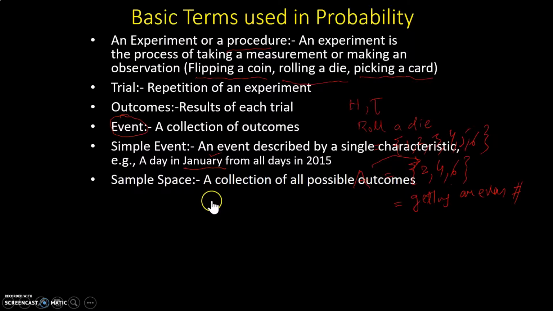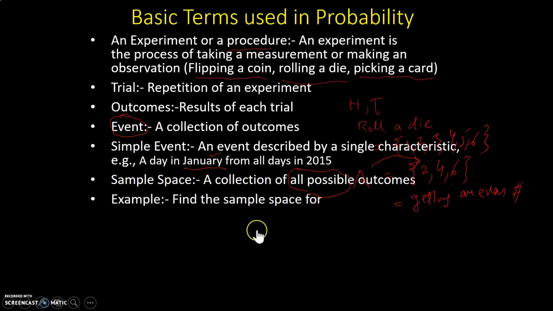What is a sample space? A very important concept to understand. A sample space is a collection of all possible outcomes. Such a collection of all possible outcomes is called a sample space. I will give you an example and then you will understand better.